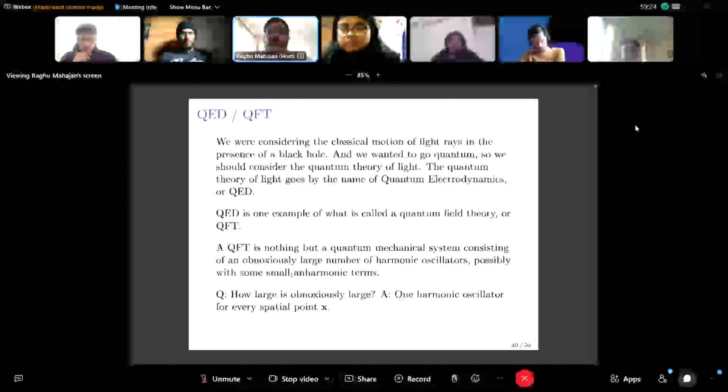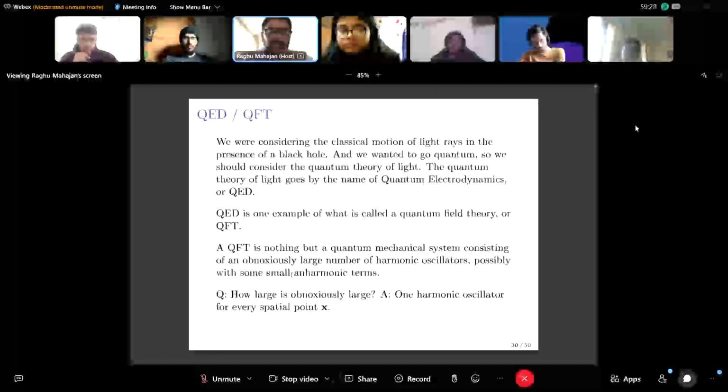And how large is obnoxiously large? Basically, there is one harmonic oscillator for every spatial point x vector. So, we live in a three-dimensional space. Imagine putting like a lattice. So imagine that your space-time was a grid, and at each grid point, there is one harmonic oscillator.